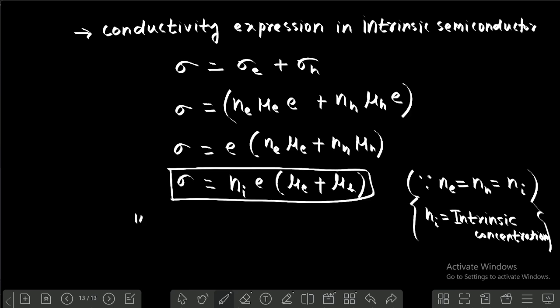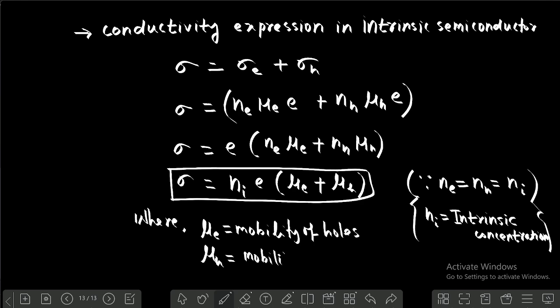So right here, mu E is mobility of electrons, and mu H is mobility of holes. Mu E is mobility of electrons, and mu H, mobility of holes. And remember mu E will be greater than mu H.